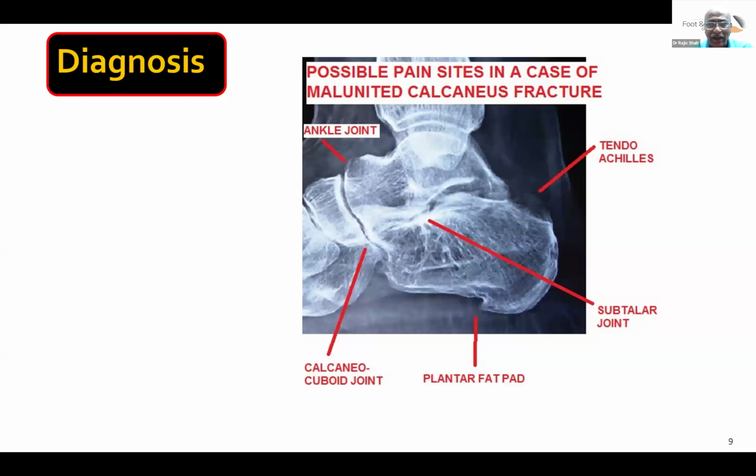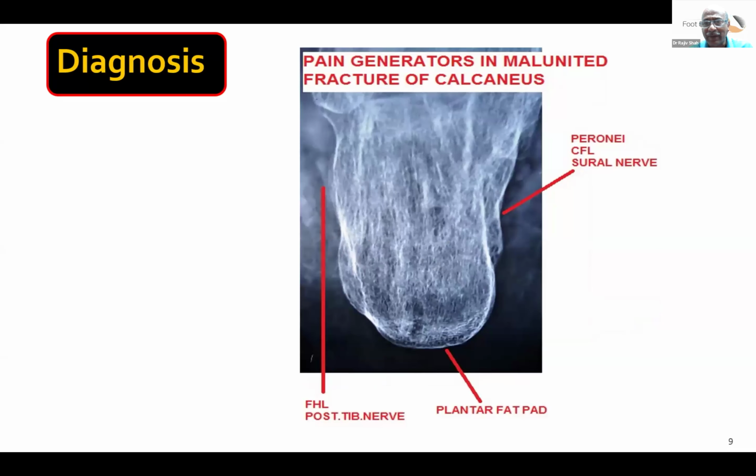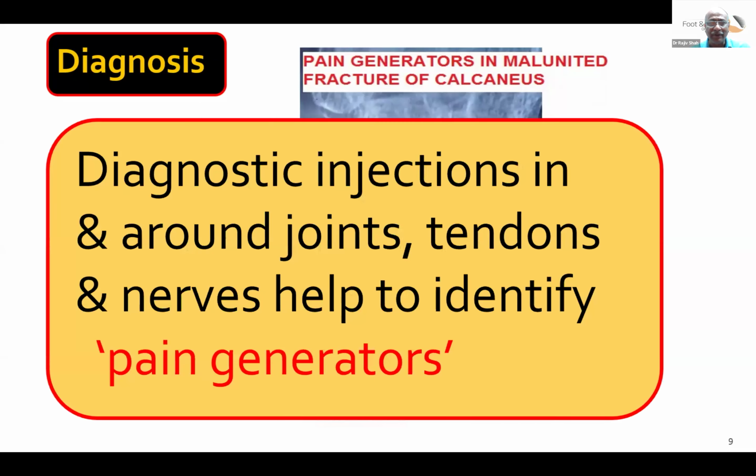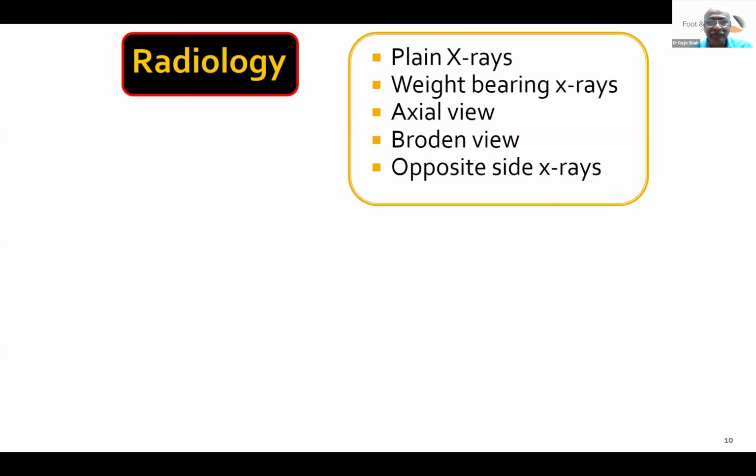When it comes to diagnosis, you could see this picture taken from my book chapter that these could be the various pain generators if you see the lateral image of the calcaneus, and these could be various pain generators if you see the axial image of a calcaneus fracture malunion. Diagnostic injections in and around joints, tendons, and nerves help to identify pain generators. And I use them a lot in my practice.